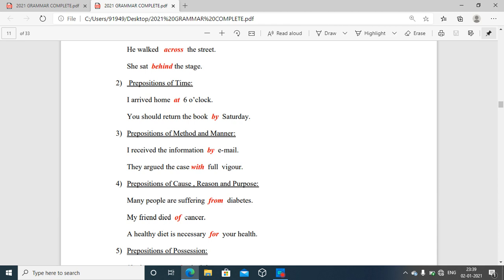My friend died of cancer. So of, obviously when you refer to some reason for certain disease and death, giving you reason for the death.